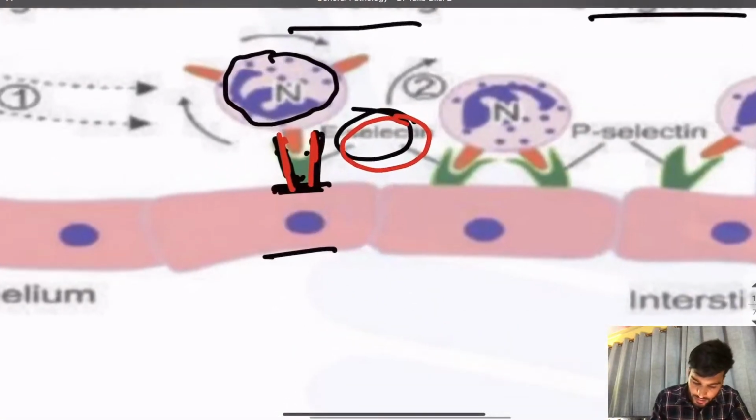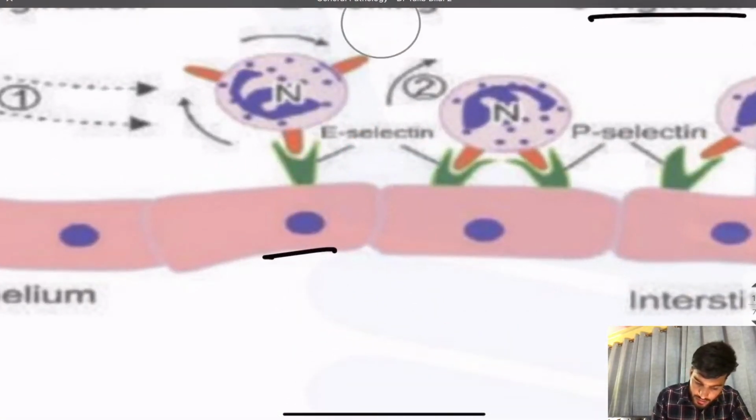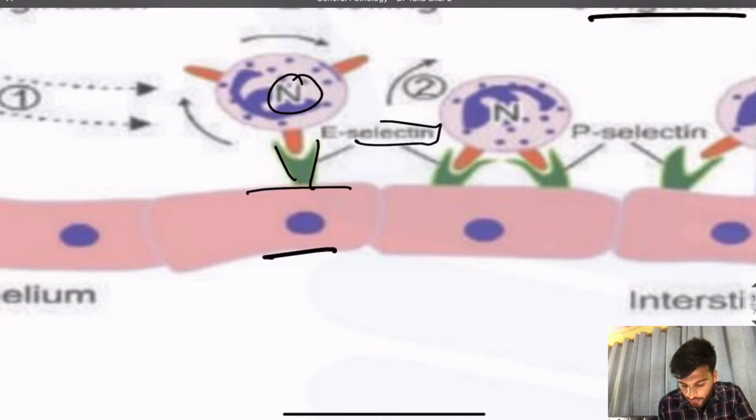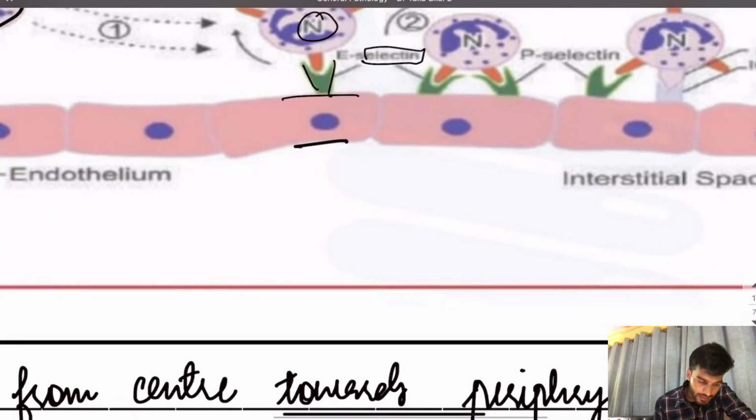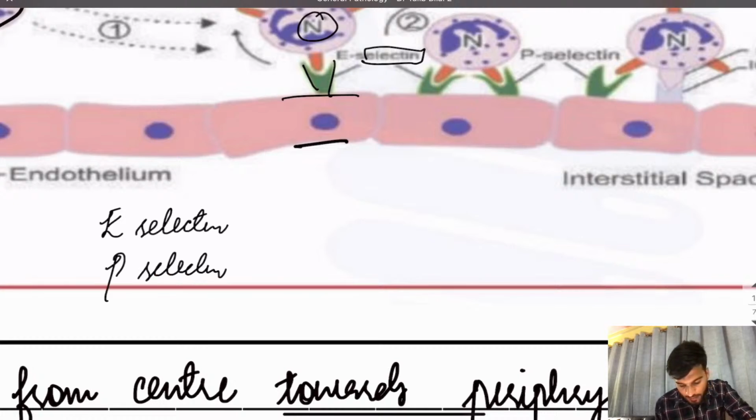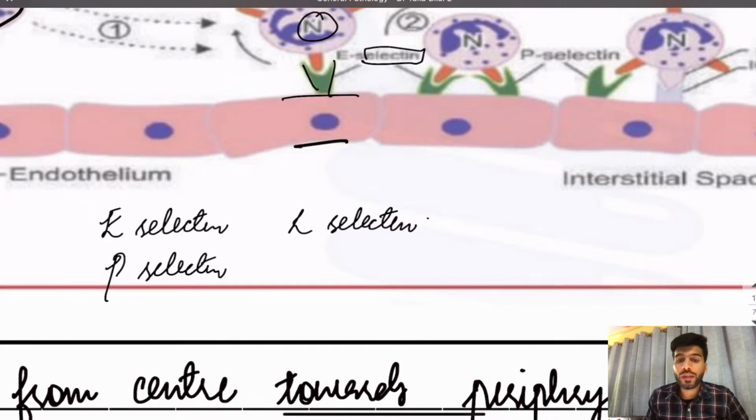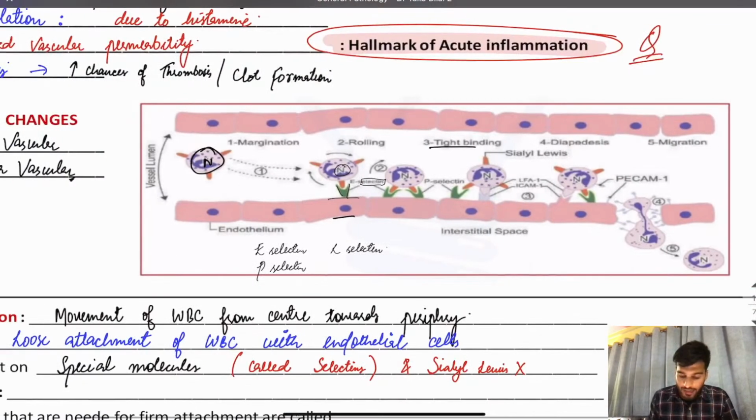Okay, now here, guys, you can see in the image. This WBC is attached with the endothelial cells with the help of a selectin. This selectin can be E selectin, P selectin, or L selectin. E on endothelial, P on platelets, L on lymphocytes. And which other molecule, guys? Sialyl-Lewis X.